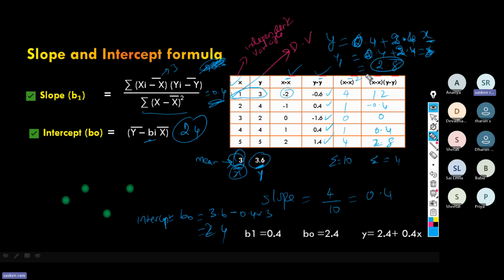Similarly, for the second record, what is the predicted value? We know the slope and intercept. So the slope is 0.4. Sorry, not 2.4. Yes, you are correct, 0.4.